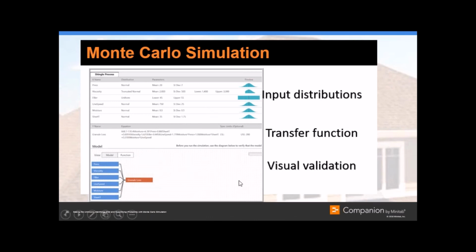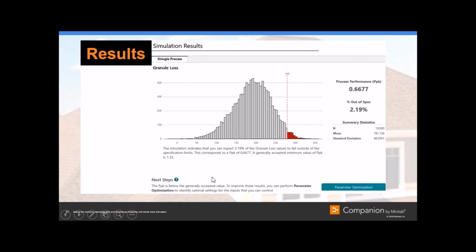Okay, so I've got my simulation set up. I'm going to run 50,000 iterations of this. And here you can see the initial results for granular loss. So here's my distribution. Values could be as low as near zero or about 50. But granular loss values higher than that, up near 300, are possible based on the data that I have.